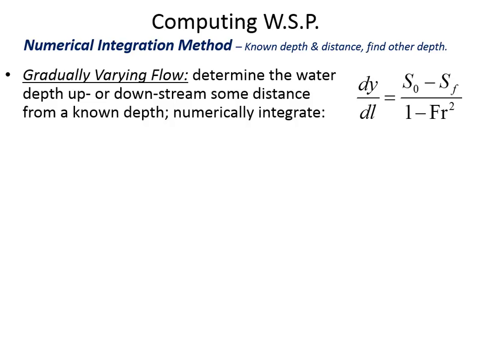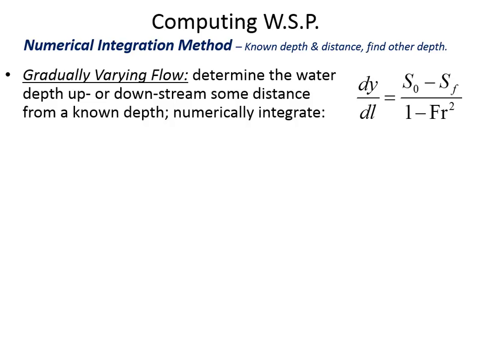So we have to use a method like the numerical integration technique. The numerical integration method is also sometimes known as the direct integration method. In this technique, the way it's used most often is if you know the depth at one spot and some distance upstream or downstream, you know how far upstream or downstream you're interested in, and you're trying to find the other depth. It can be switched around a little bit so that you're solving for the distance, but more often you are trying to find some depth either upstream or downstream.